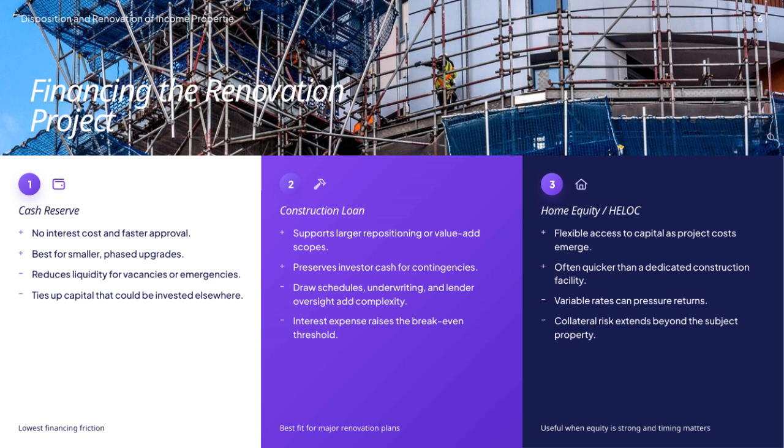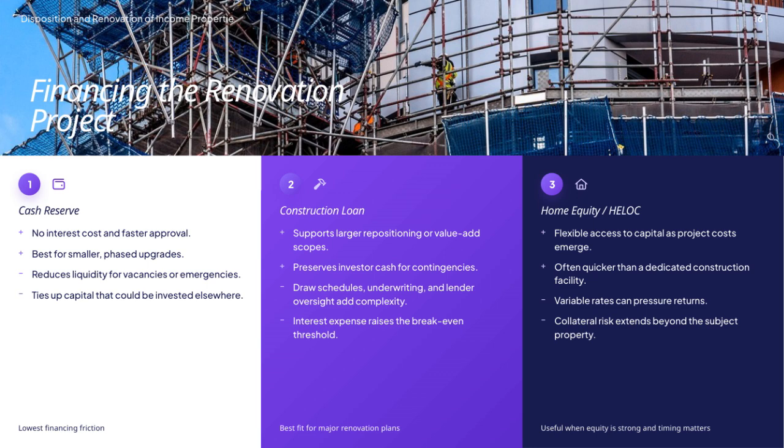Overall, cash reserves offer the lowest financing friction, but come with some opportunity costs. Second, a construction loan supports larger repositioning or value-add projects. This option helps preserve investor cash for unforeseen contingencies during the renovation. On the downside, construction loans involve more complexity, including draw schedules, underwriting, and lender oversight, and the interest expenses can increase your break-even point.